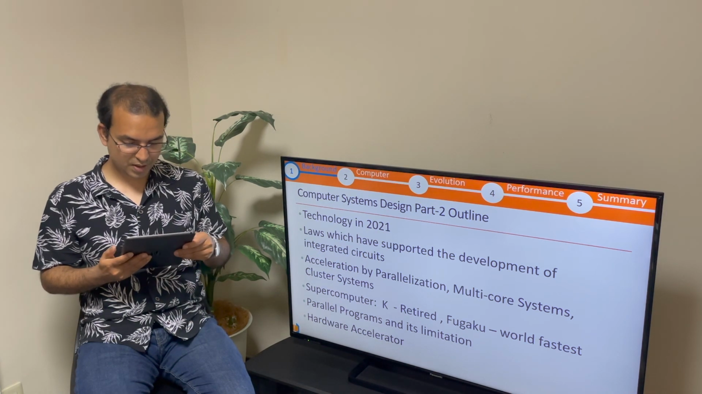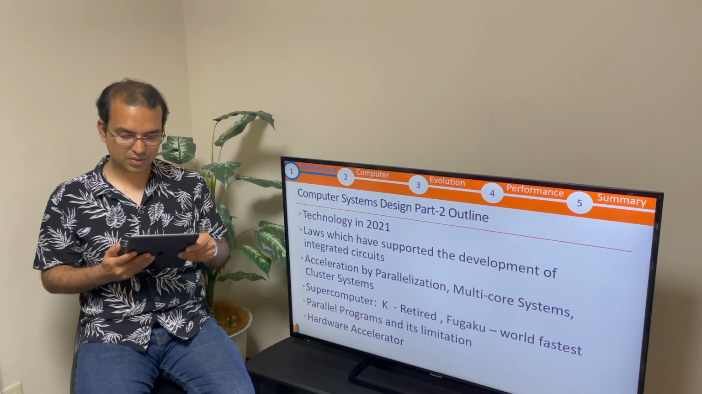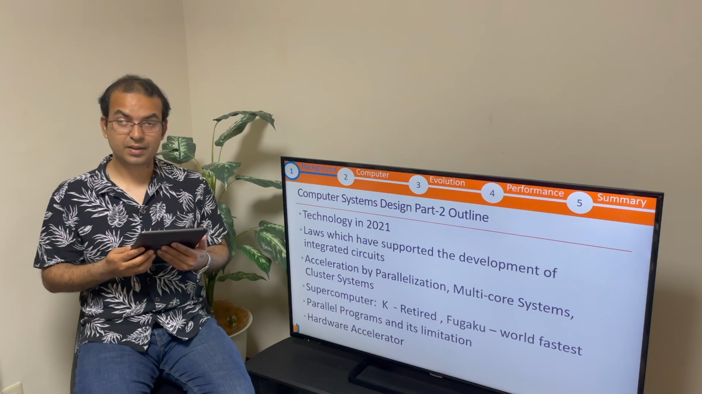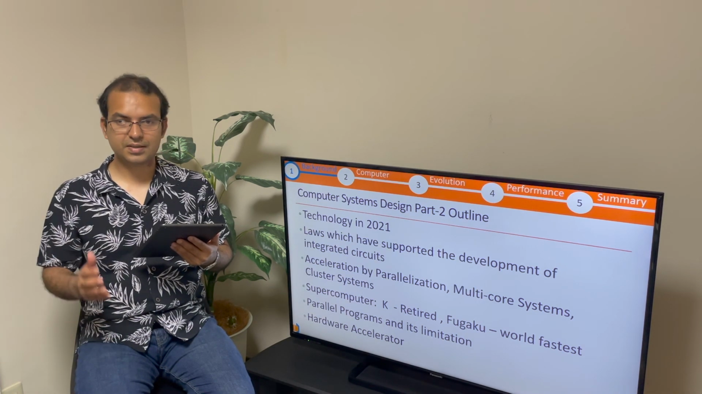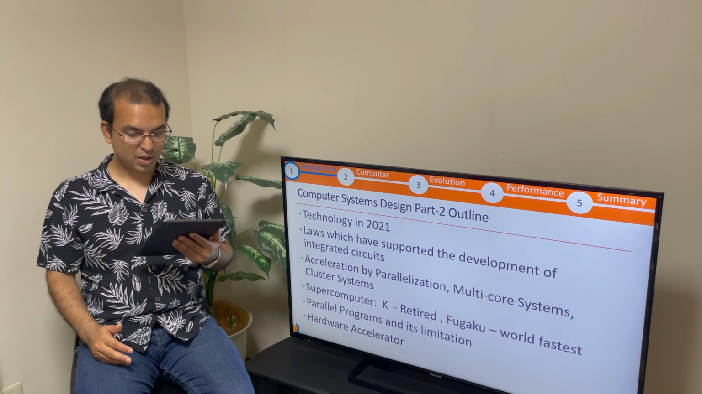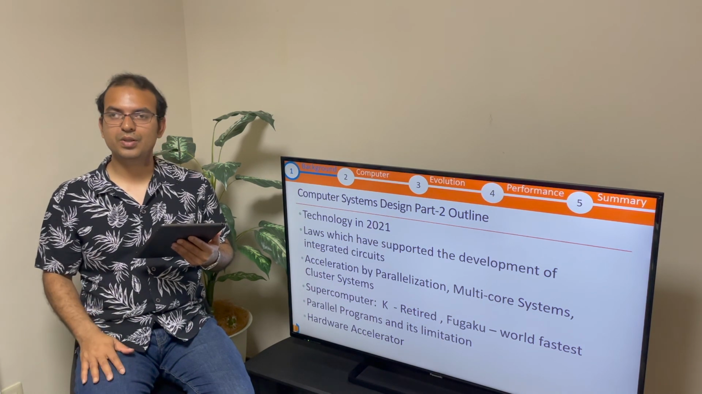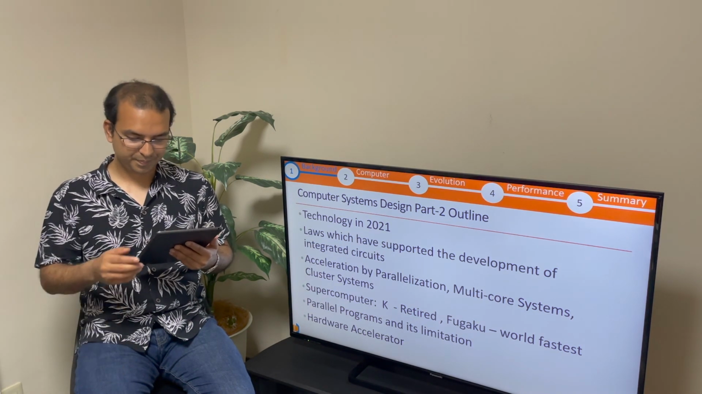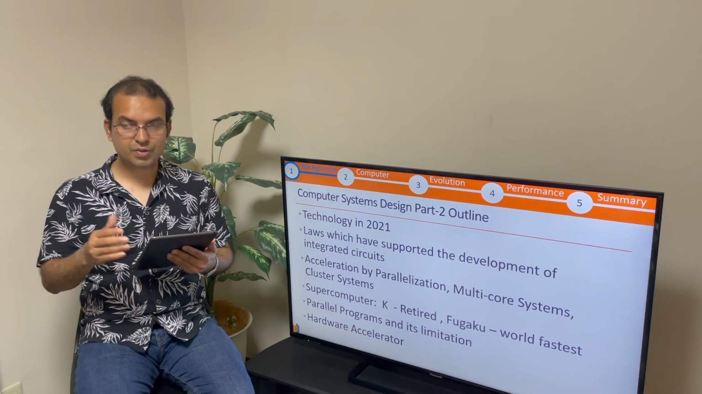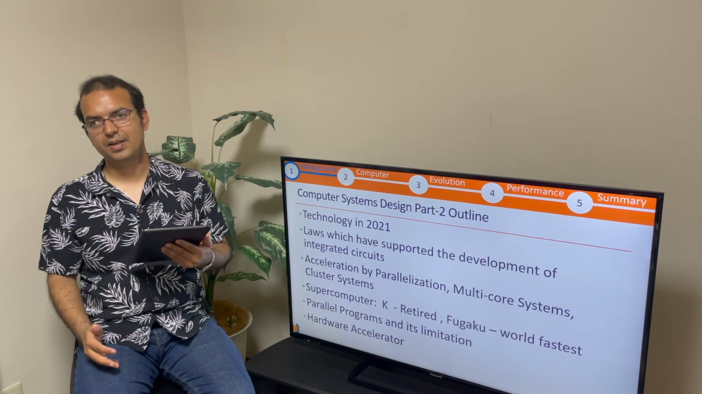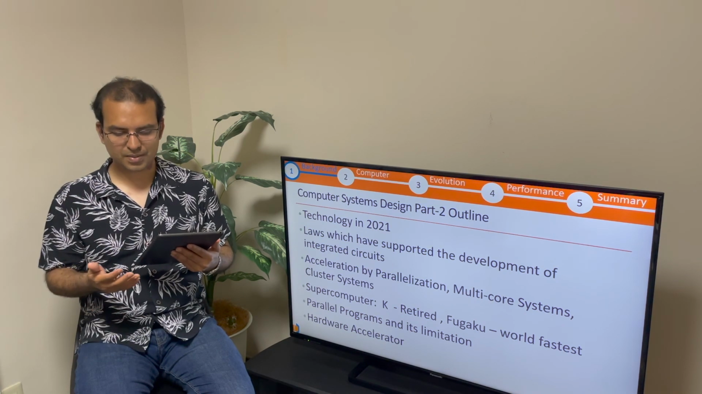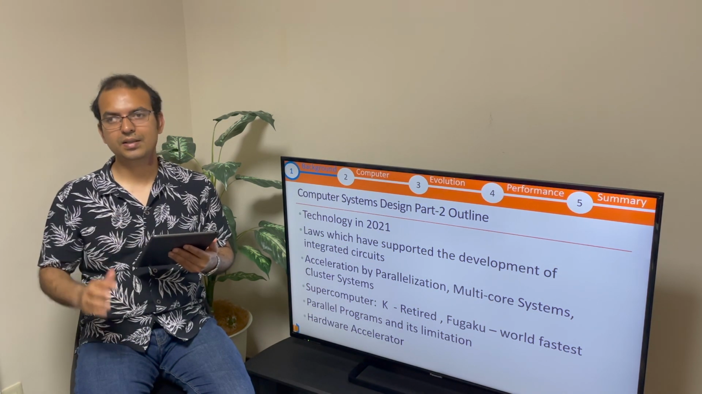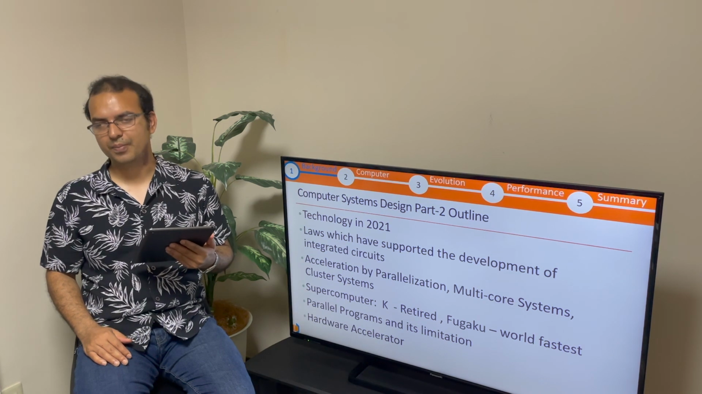So first of all, I would like to discuss the modern technology. We are going into 2021 now, and then I will discuss the laws that supported the development of integrated circuits. After that, I will switch to the acceleration process, the clustering system or the multi-core system, okay? And then I will introduce you a bit of supercomputers.